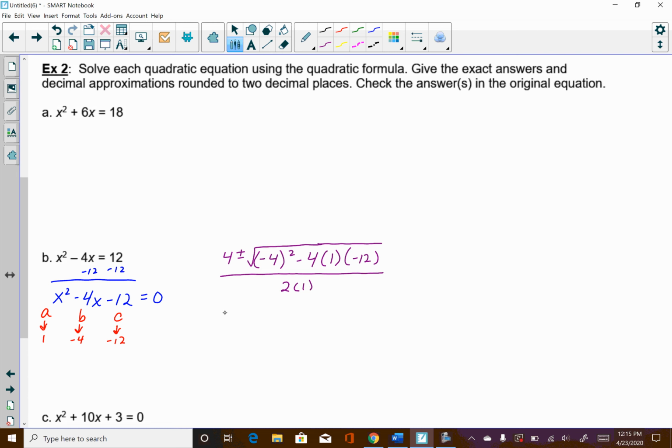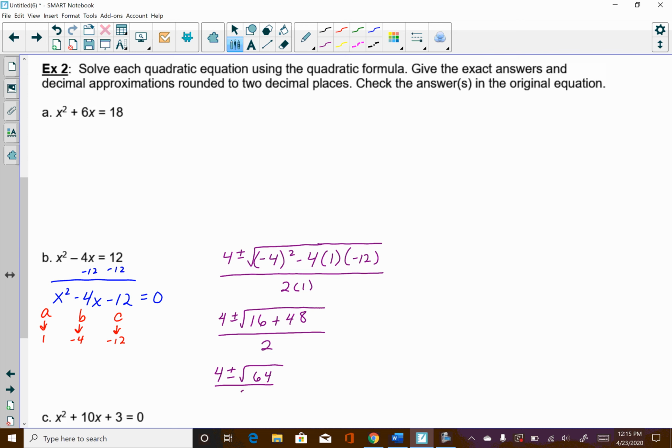So you have 4 plus or minus, underneath that square root, negative 4 squared gives us a positive 16. If you rely on your calculator to give you that 16, you have to use the parentheses. Back here, negative 4 times 1 gives me negative 4, and then negative 4 times negative 12 gives me positive 48. And then all that's divided by 2 on the bottom. I have a couple more steps. So 16 plus 48 will give me 64.